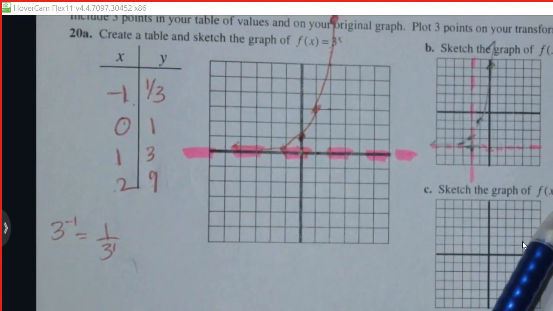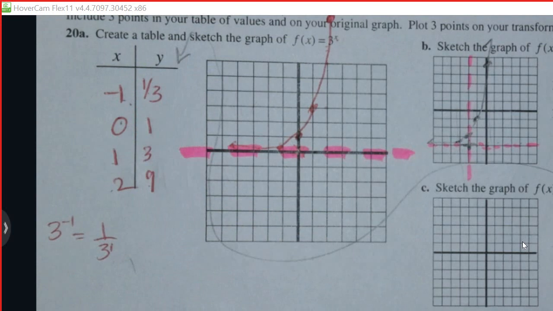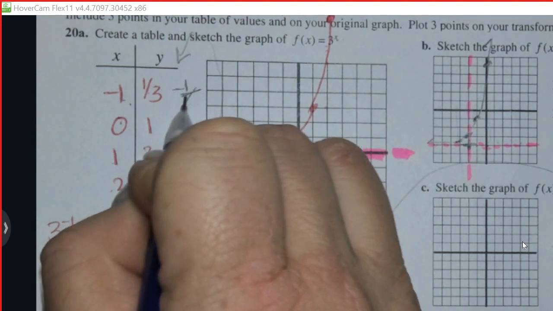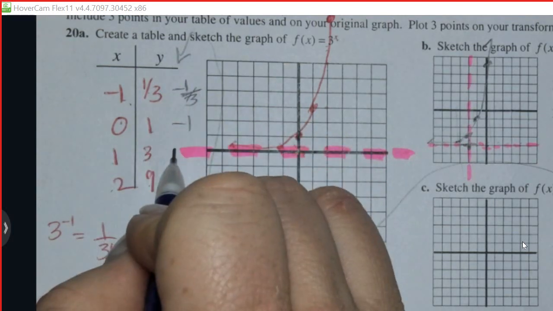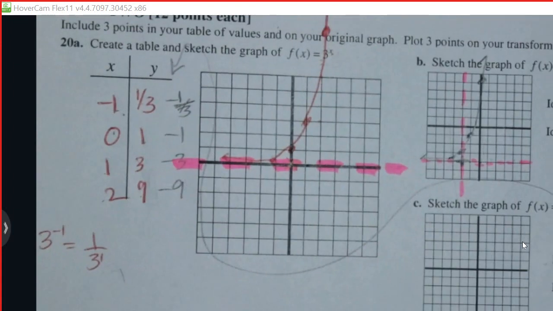I would love for you to draw an arrow. This negative sign out front is going to correspond to multiplying by a negative sign for the y's. So this is going to become a negative 1/3. Well, negative sign times -1, and this is going to be a -3, and this is going to be a -9. These just are going to change signs.